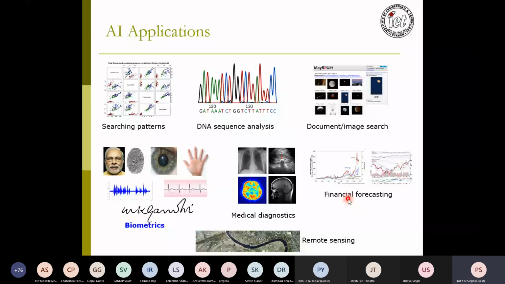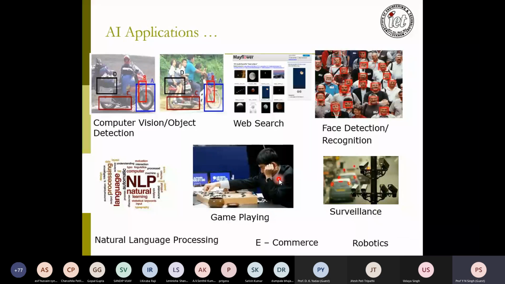A big project is going on, that some of you might be aware of, with the hashtag AI for All. This is a project of the Government of India, where the government is trying to motivate the people, basically the students, faculty members and researchers, to come forward and try to serve society using technology. What technology? AI and machine learning. These are a couple of applications of AI: computer vision, detection and recognition of faces, natural language processing, where a huge scope is available to work, game playing, and surveillance, everywhere.